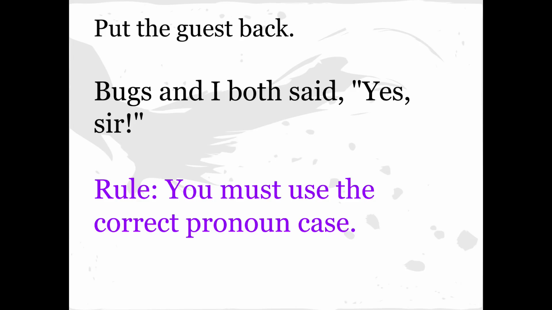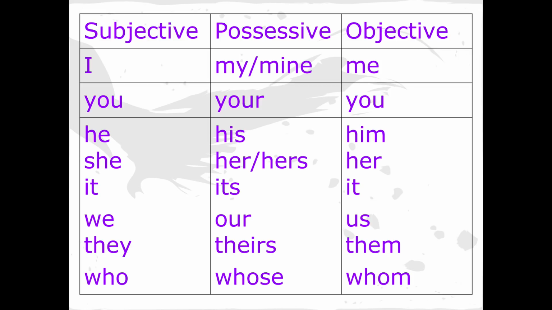The rule is you must use the correct pronoun case. One pronoun case is subjective. Subjective pronouns include I, you, he, she, it, we, they, and who. Another pronoun case is possessive. Possessive pronouns include my or mine, your, his, her or hers, its, our, theirs, and whose. The objective case includes me, you, him, her, it, us, them, and whom. Let's find out more about these pronoun cases.